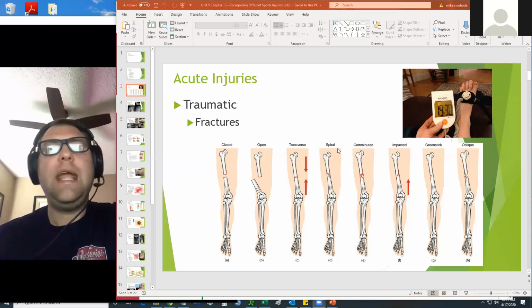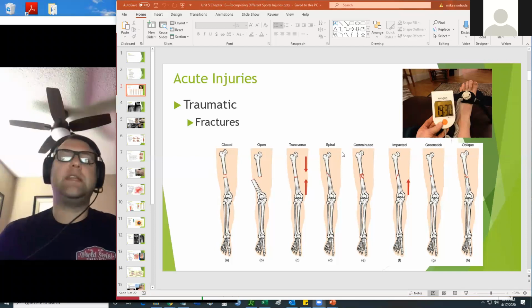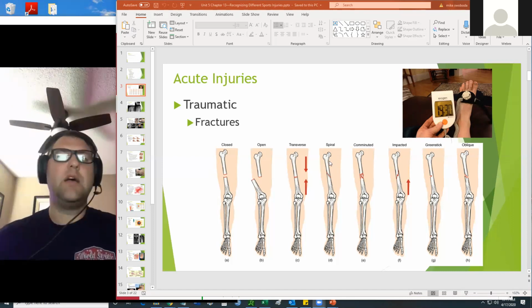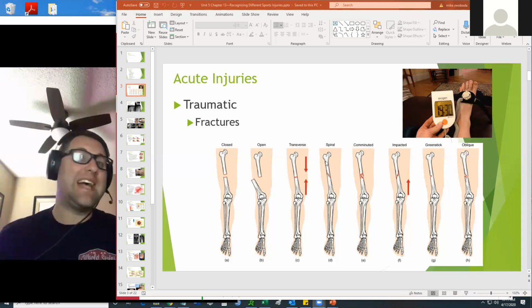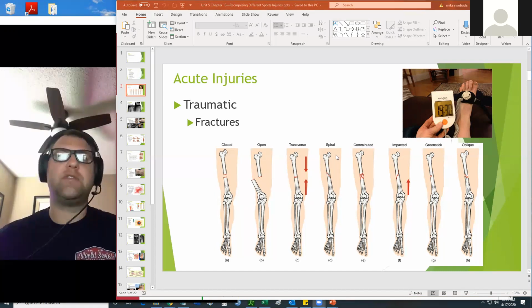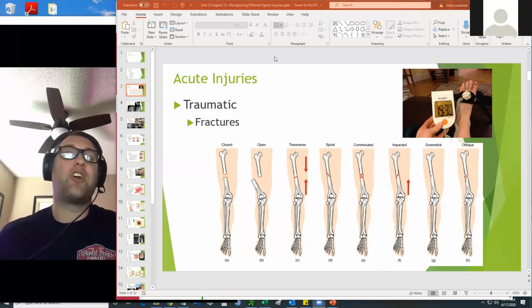The main trait that all these share is that they're going to require time being immobilized and non-weight bearing, meaning that you should have it casted or splinted and not be using that limb that's broken. Now, granted, if something's broken, it's going to be pretty tough to use it, because that's something that's going to hurt a whole heck of a lot.